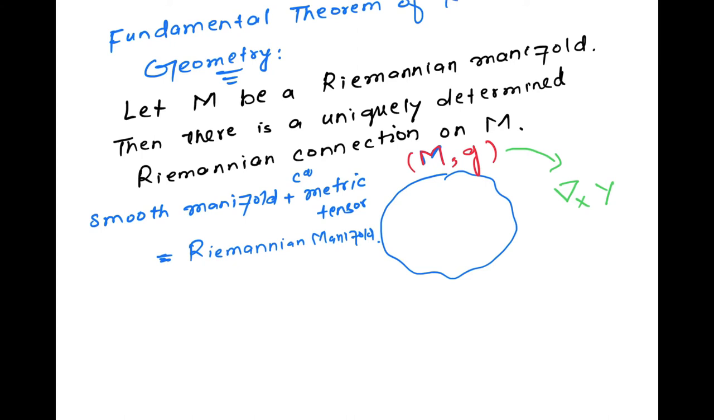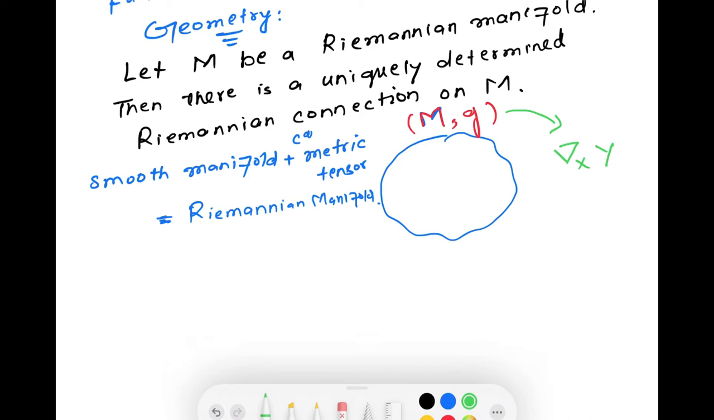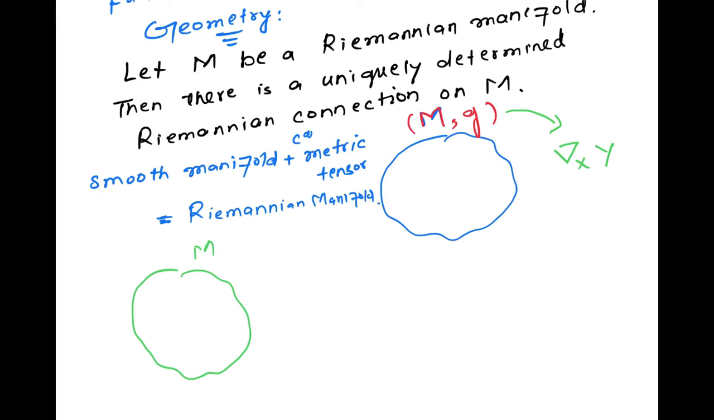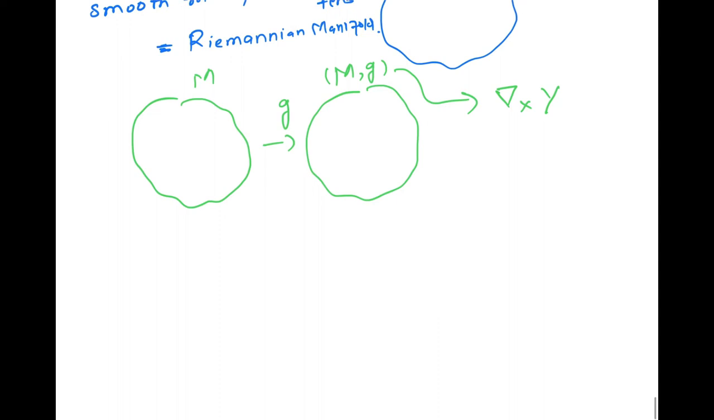So every smooth manifold has a metric tensor, and once you specify the metric tensor, I can write it in this manner. If I have a smooth manifold M and I give it G, it will become a Riemannian manifold. Now everywhere I have G defined on this, and this combination will give me a unique Riemannian connection. So I need to prove this. What is the proof of this?